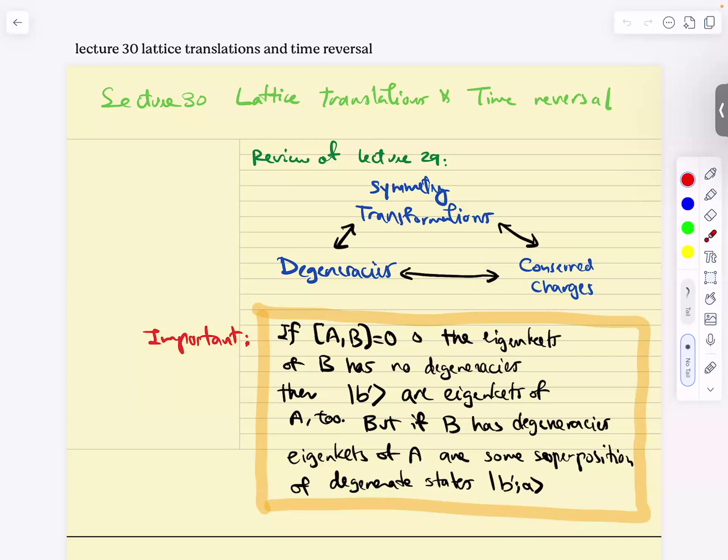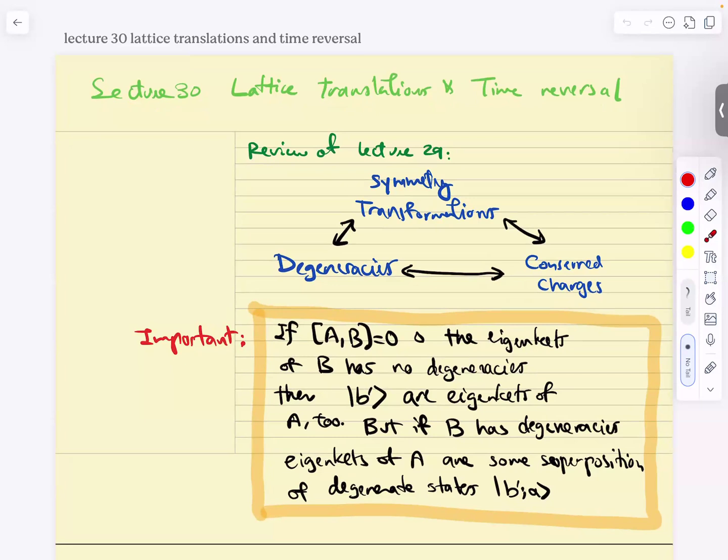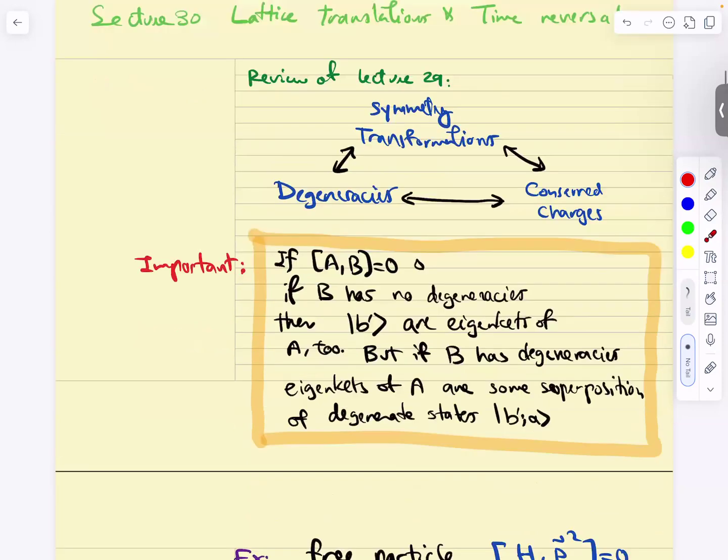But as usual, I start with a review of the last lecture. We talked about the connection between symmetry transformations, conservation laws, and degeneracies. An important statement from part 1 of the course was that if you have two self-adjoint, Hermitian operators A and B that commute, two observables that commute, and B has no degeneracies, then eigenkets of B are eigenkets of A as well. But if B has degeneracies, the eigenkets of A are some superpositions of degenerate eigenkets of B. Good? That's semi-clear. I'll give an example.